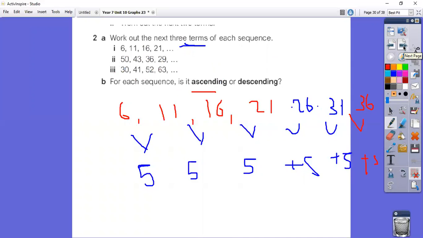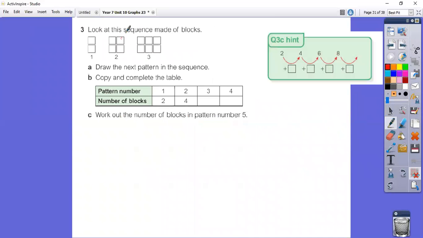For question 3, look at this sequence made of blocks. So you've got here the term 1, 2, and 3. Draw the next pattern in the sequence. So if we look in position 1, we've got 2 blocks, here we've got 4 blocks, and here we've got 6 blocks. So we can say that in the next pattern, there will be how many blocks? 8 blocks. So if I just roughly draw that in.